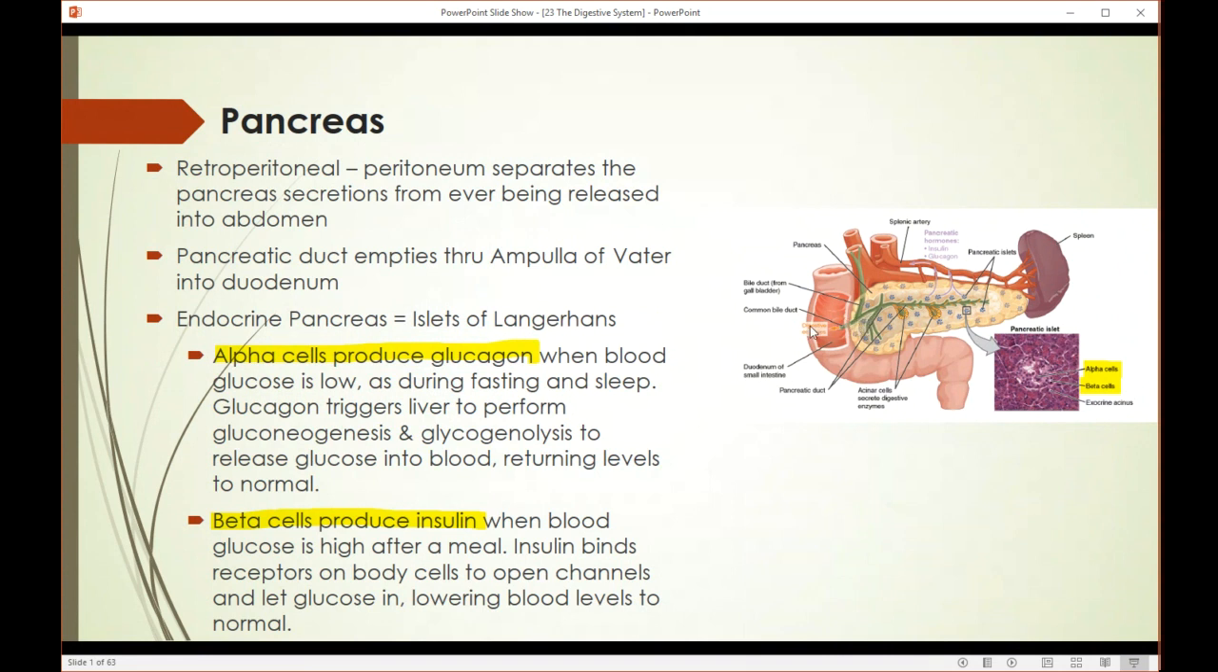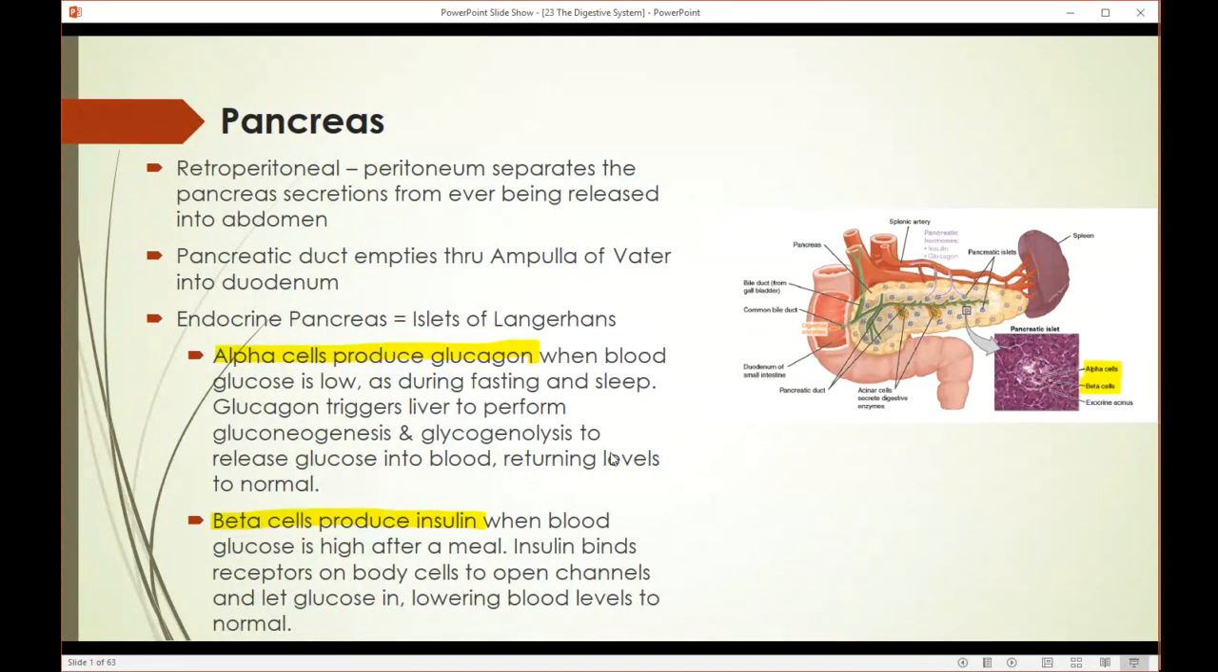So the pancreas is retroperitoneal, meaning that, remember, the peritoneum is going to separate the pancreatic secretions from ever being released within the abdomen. The pancreatic duct also is going to empty through the ampulla of Vater into the duodenum. Okay. So remember, our pancreas has those islets of Langerhans.